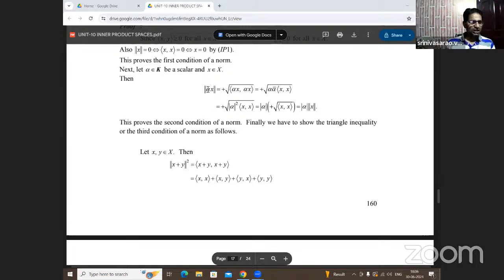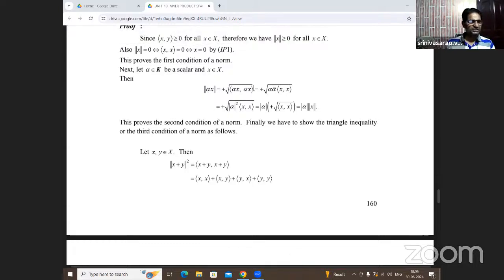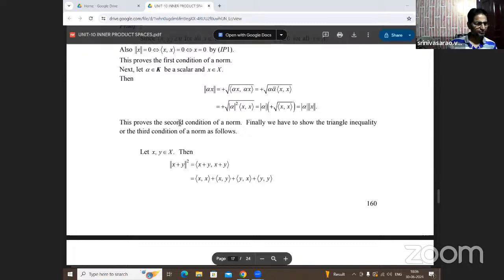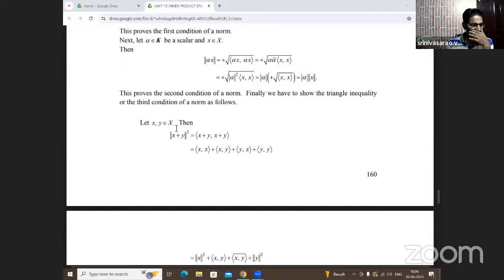The first condition is verified. Throughout the scalar multiplication, norm alpha x can also be written as the square root of the inner product of alpha x and alpha x. So it is the square root of alpha times alpha bar times the inner product of x and x. The square root of mod alpha square means mod alpha, and the square root of the inner product of x and x means norm x. So this condition is also verified. Okay, and here x and y belong to X. Norm x plus y whole square: this is the triangle inequality. Norm x plus y whole square means the inner product of x plus y and x plus y. This is the inner product of x and x, plus x and y, plus y and x, plus y and y.